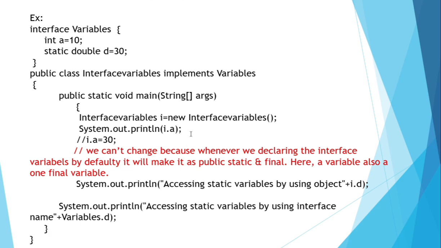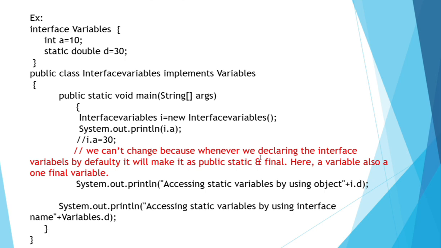Here we are printing the public variable, not the static variable. Here I dot A equals 30. We are trying to change the A variable value, but this time we will get a compile time error, because once we declare variables in an interface, all of them are constant variables, since by default they are made final. So we will get the compile time error. We cannot change those variables in an interface.